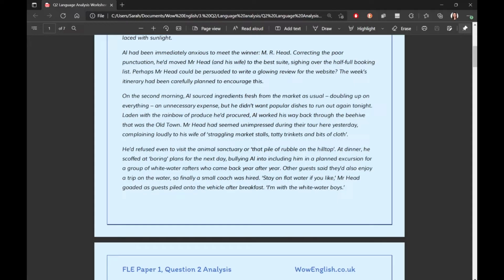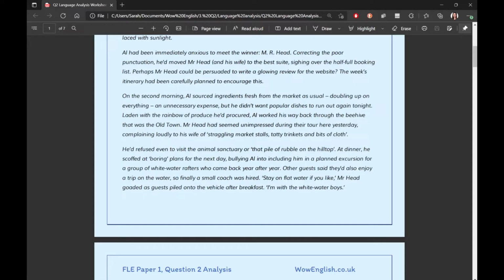At dinner, he'd even scoffed at boring plans for the next day, bullying Al into including him in a planned excursion for a group of whitewater rafters who came back year after year. Other guests said they'd also enjoy a trip on the water. So, finally, a small coach was hired. "Stay on flat water if you like, Mr. Head," goaded as the guests piled onto the vehicle after breakfast. "I'm with the White Water Boys."